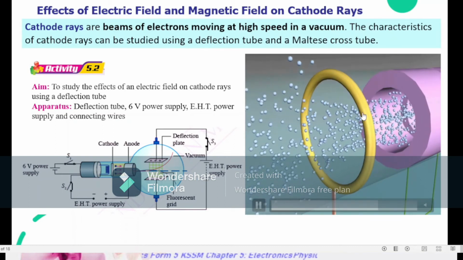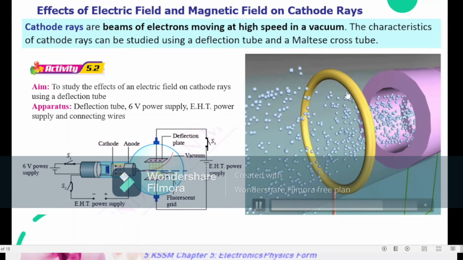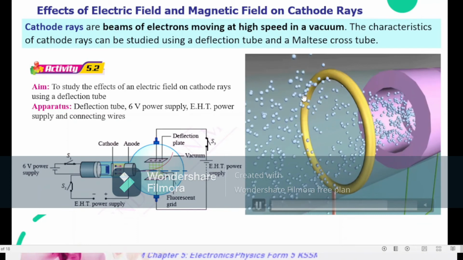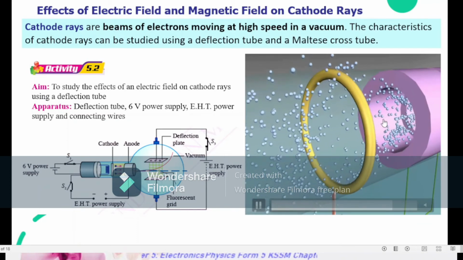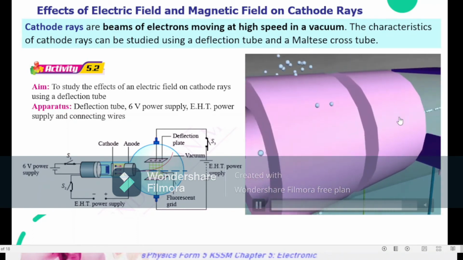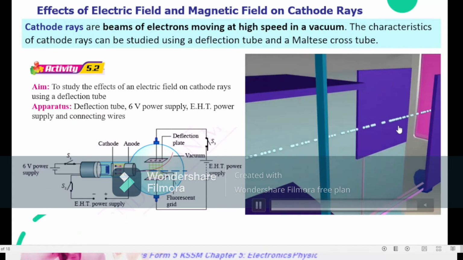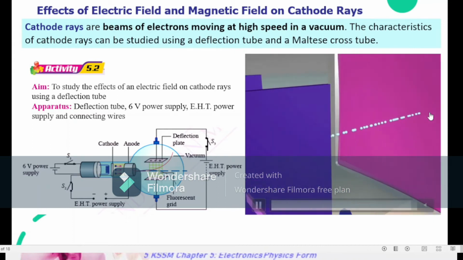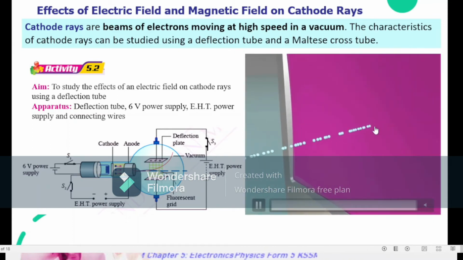The more negative the grid is, the more electrons are repelled by the grid, thus fewer electrons are allowed to pass through the focusing anode. So a smaller number of cathode rays, or fewer electrons allowed, means less light energy produced on the screen. So the number of electrons in the cathode rays actually represents the brightness of the light produced on the screen.